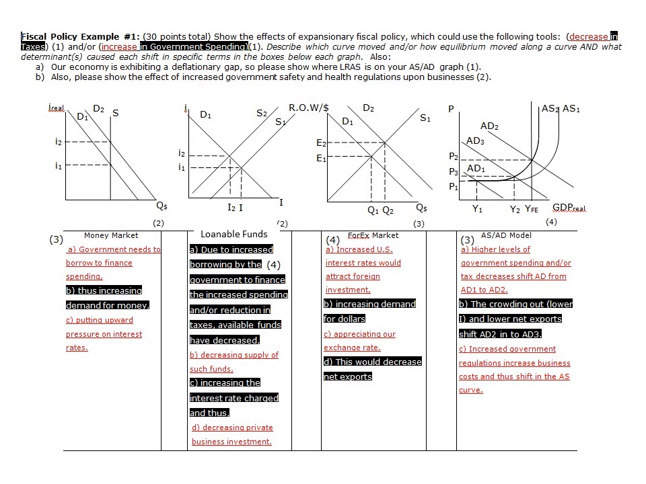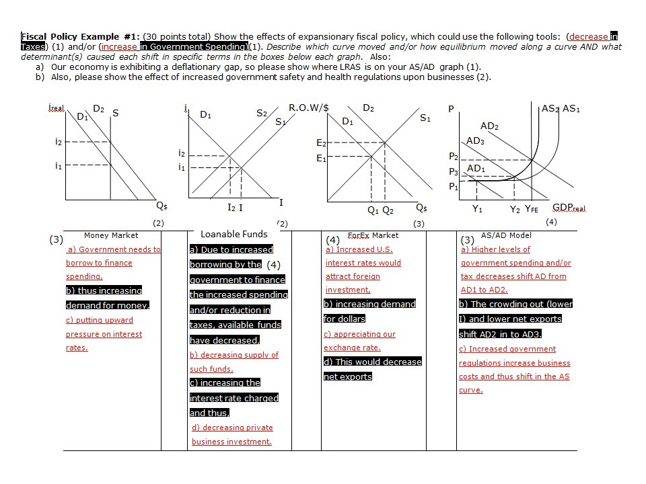Then it says for B up top, also please show the effect of increased government safety and health regulations upon businesses. All these regulations, just like with everything involving aggregate supply, have to do with costs. And so if regulations are increased, that's going to increase businesses' costs. And if you increase businesses' costs, they're going to want to supply less. And if it's on the aggregate, then all of them will want to supply less. So we have aggregate supply shifting in from AS1 to AS2.